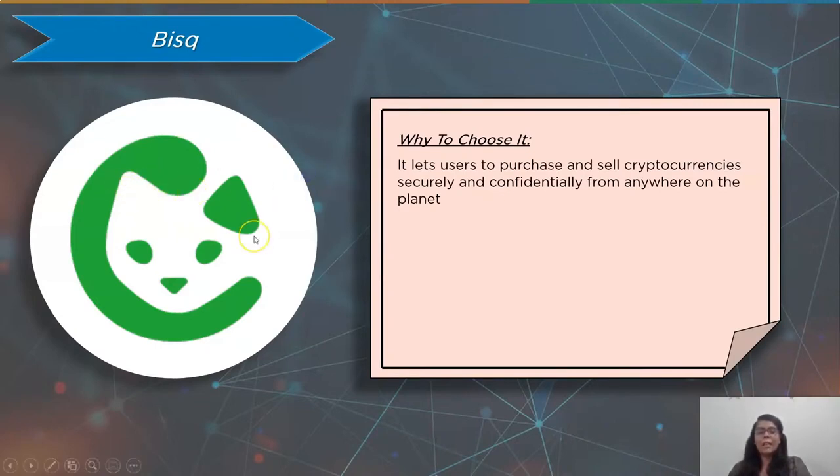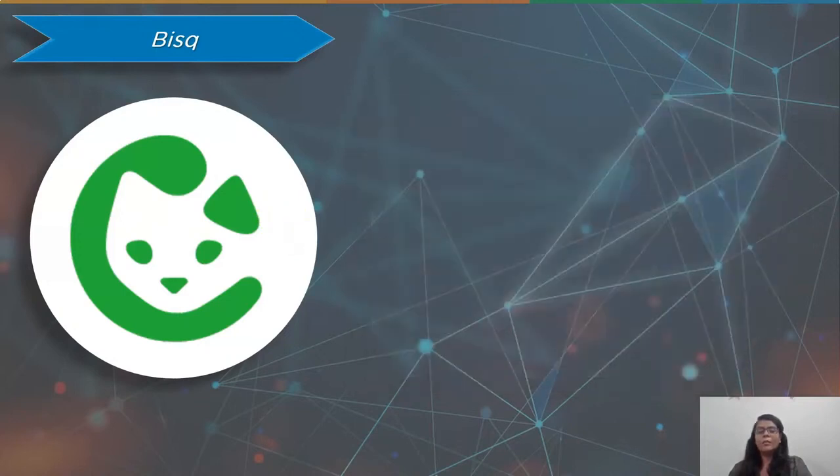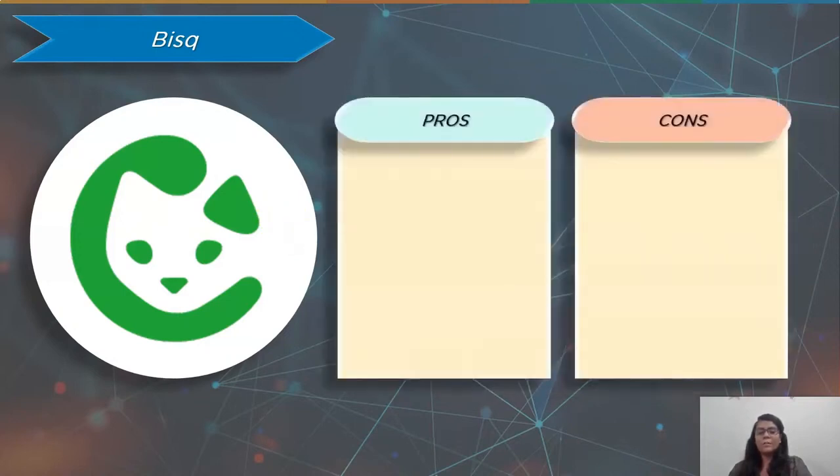Now let's have a look at its prerequisites. Bisq currently supports 100 plus cryptocurrencies for transactions with transaction price ranging between 0.10% to 0.70%. And there is no minimal deposit or purchase required. Now, moving on to its pros and cons.